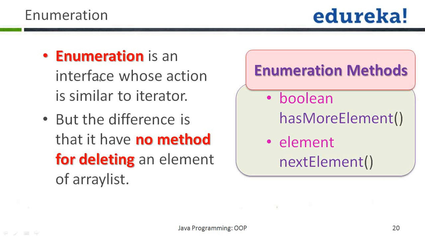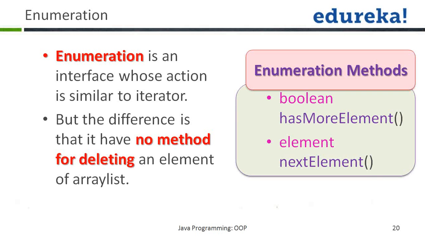Now this one is the enumeration one, using which you can access the list, that is ArrayList. So Enumeration is an interface whose action is similar to iterator, but the difference is that it has no methods for deleting an element of ArrayList. It has hasMoreElements, that is quite similar to the hasNext method, and it has nextElement that will give you the element itself. Okay, so in that it was next in case of iterator, but iterator has one more method, that was remove, but this enumeration does not have that method.